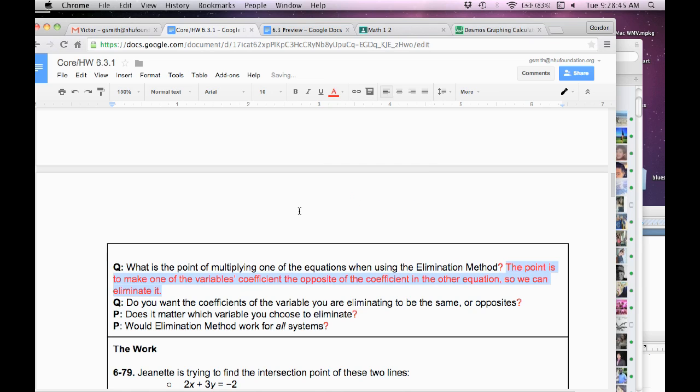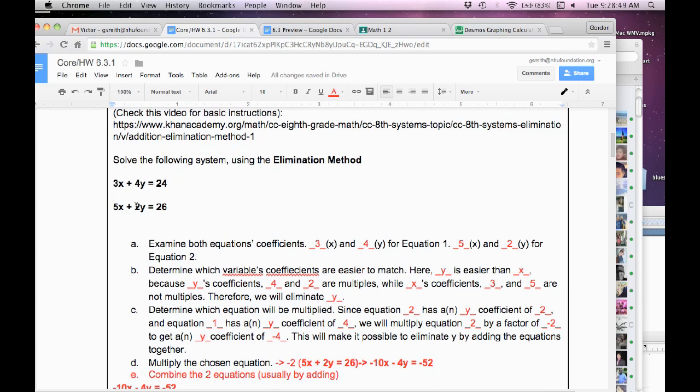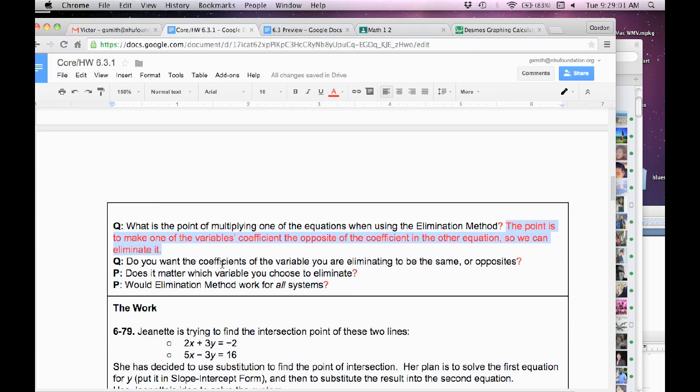Just to be clear again, right now we have 2y, which is positive, and 4y, which is positive. When we multiply this by -2, it becomes -4y, which makes it possible to eliminate against the positive 4y. And that's why we do it.